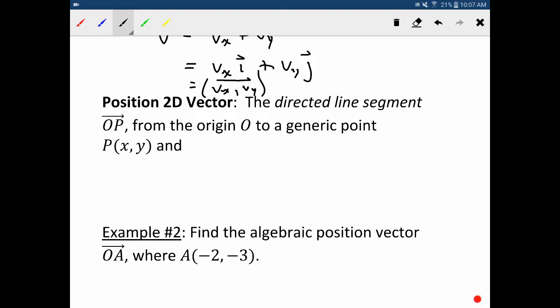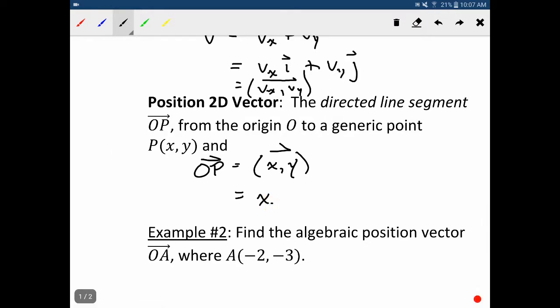So this point, this vector OP, we can write as either (x, y) as a vector, or we can say it's xi plus yj, and these just become different ways to write vectors. It's just different notations, basically, and we use them for different things.